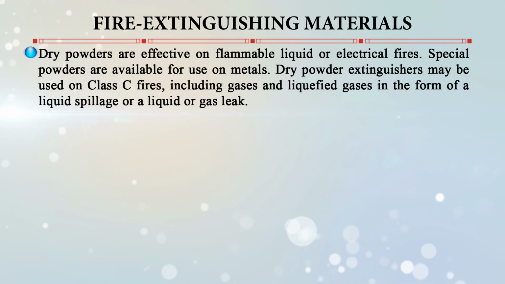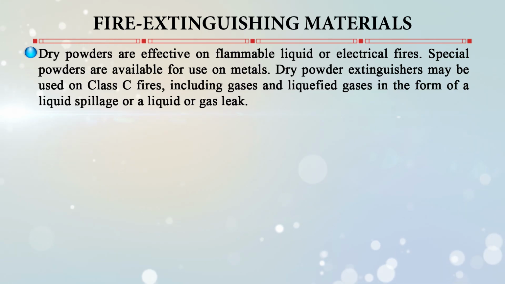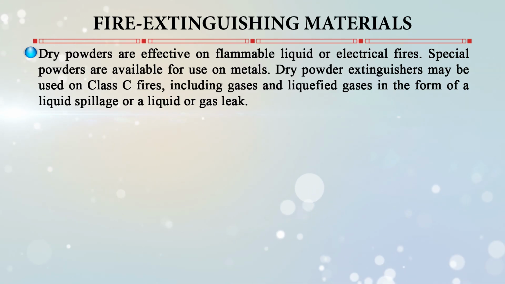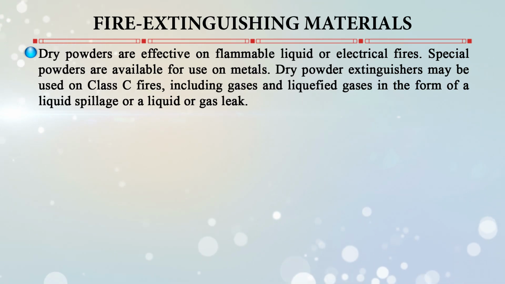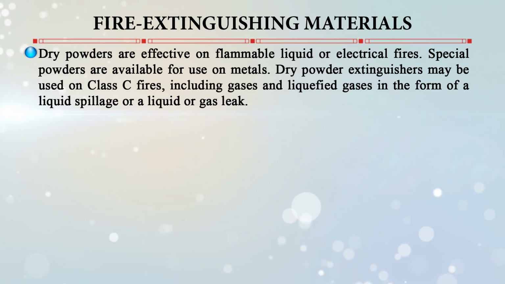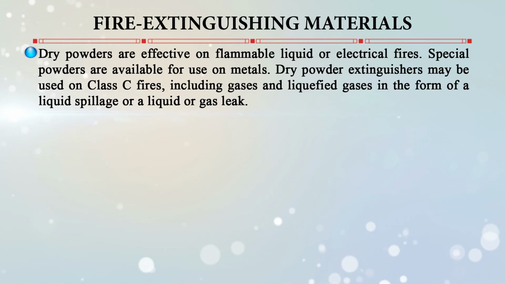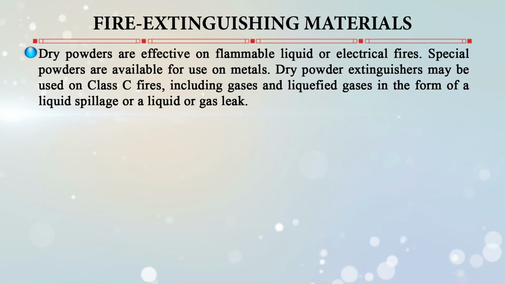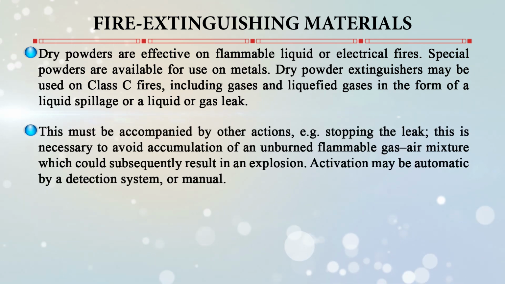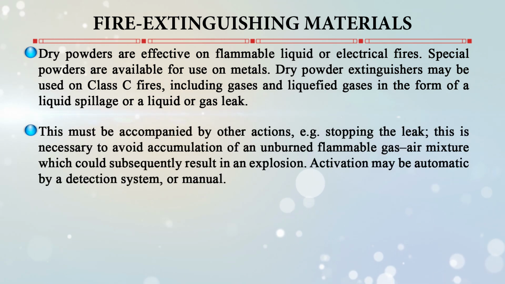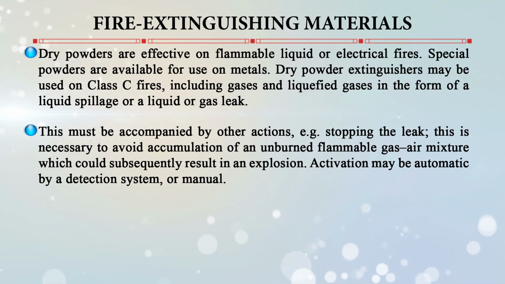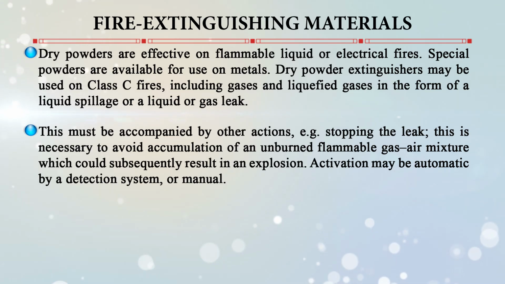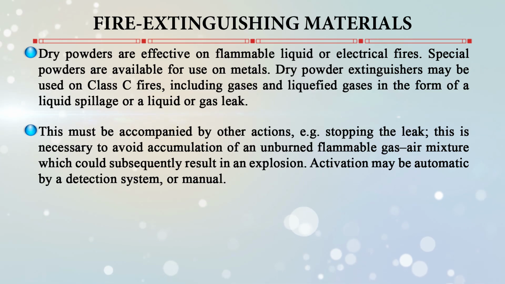Dry powders are also effective on flammable liquid or electrical fires. Special powders are available for use on metals. Dry powder extinguishers may be used in class C fires like gases and liquefied gases, in the form of a liquid spillage or a liquid or gas leak. This must be accompanied by other actions also, that is stopping the leak, and this is necessary to avoid accumulation of unburned flammable gas-air mixture that could subsequently result in an explosion.